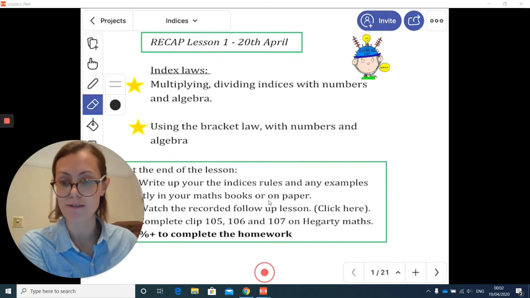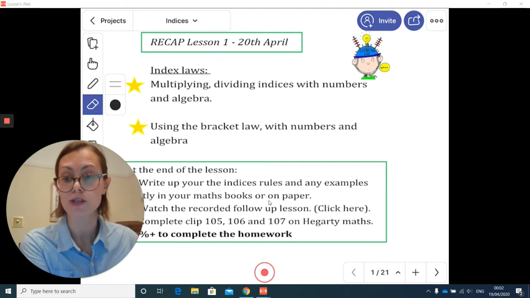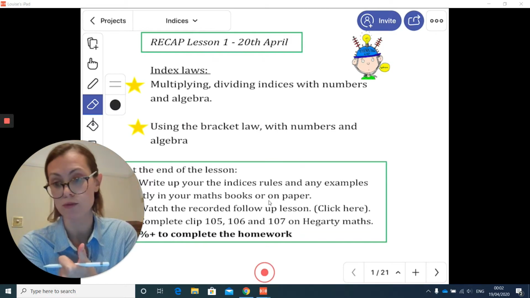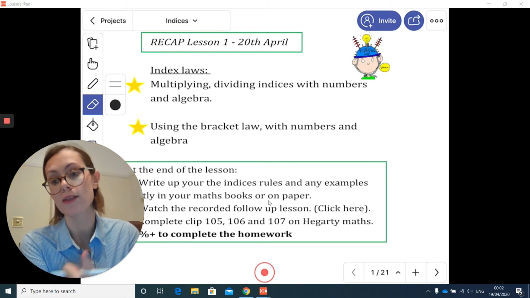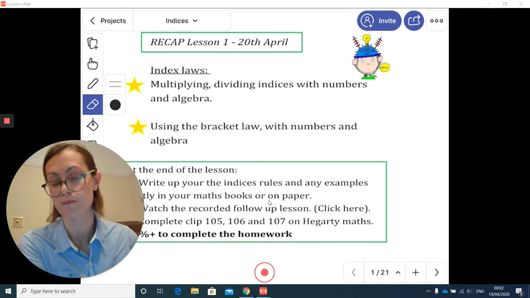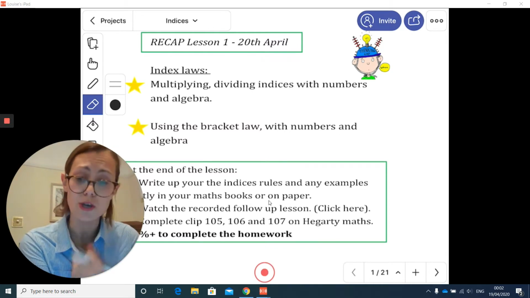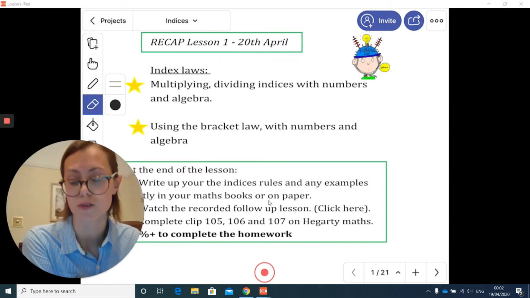Following this lesson, I really recommend you write up your notes so that you've got all the key formula and rules that you've been using, along with any key examples that you think are really useful. You will also be able to then go and do your homework or part of your homework.